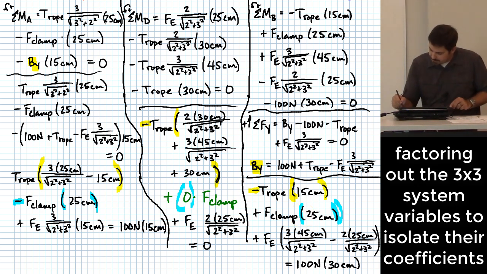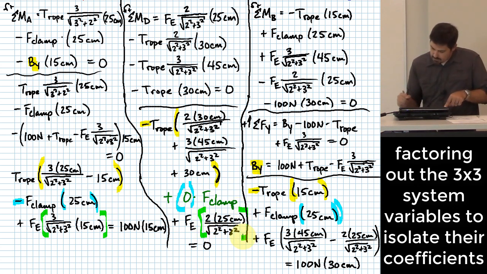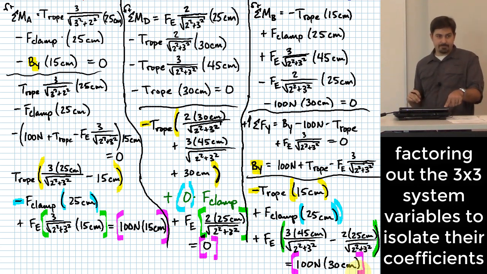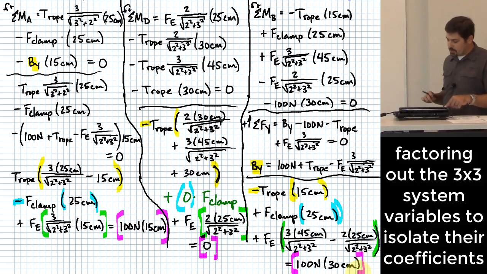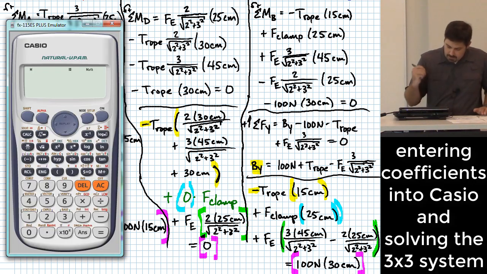Okay, and then finally, for this last one, there's the coefficient of FE. Here's the coefficient of FE here. Here's the coefficient of FE here. And then lastly, okay, this is the term that goes on the other side of the expression. That's the term that goes on the other side of the expression. And that's the term that goes on the other side of the expression. Having those marked like this is going to make it really easy to put it into the calculator. Okay? So let's do that.